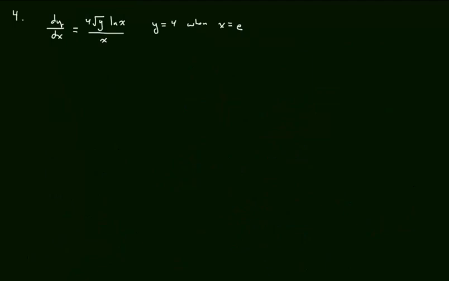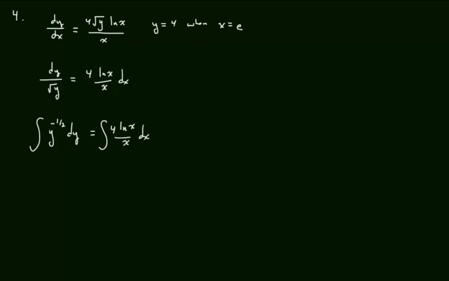Final example. Okay, I'm going to separate the variables. dy over square root of y equals 4 natural log of x over x dx. I'm going to integrate y to the negative 1/2 dy equals the integral of natural log of x over x dx. The left hand side is y to the power of 1/2 divided by 1/2, or times 2. Okay, this is a little bit trickier in that this one is not a simple antiderivative.